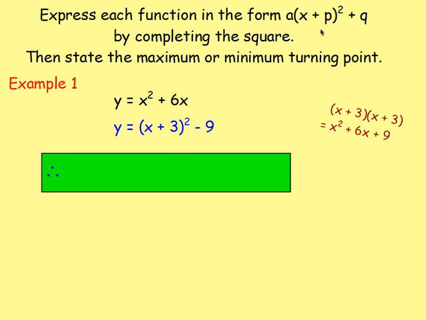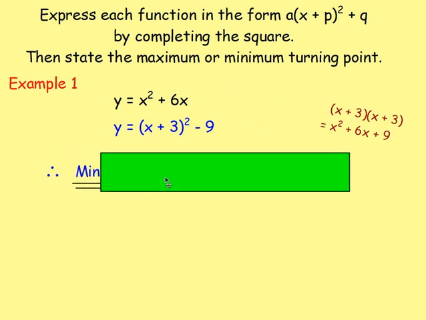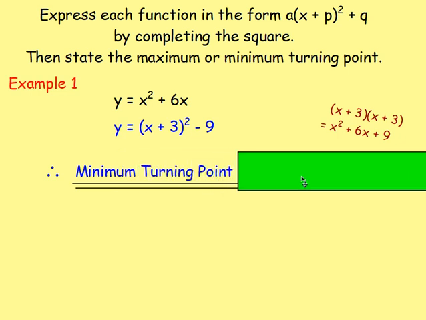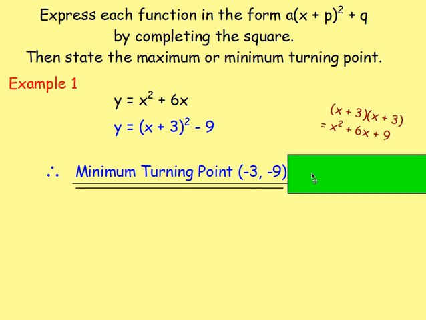We can then state the turning point. X squared is a positive, the coefficient is 1. And if it's 1, it means the graph's going to be a smiley face. And if you had your smiley face, it means the turning point would be the lowest point. So you'd have a minimum turning point here. So the minimum turning point, in brackets, we've got a plus 3. So the x coordinate will be a negative 3. And the minus 9 will stay as minus 9. So the turning point, you'd have negative 3, negative 9.